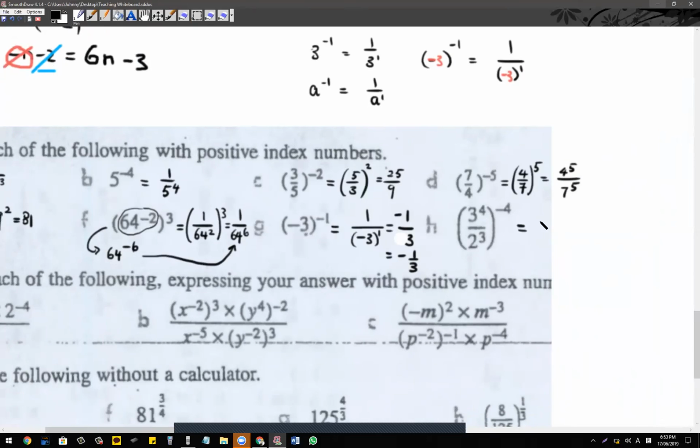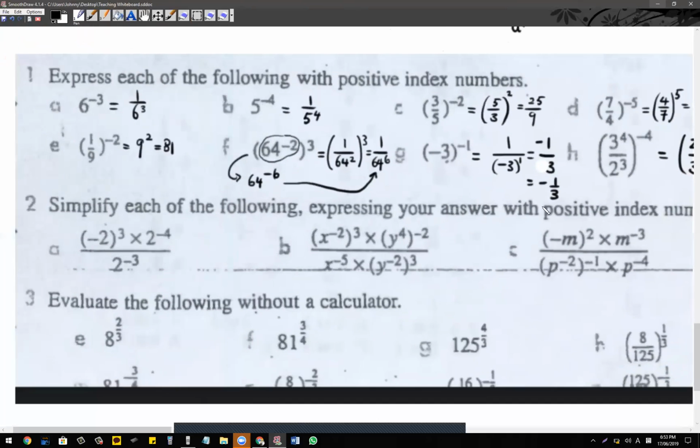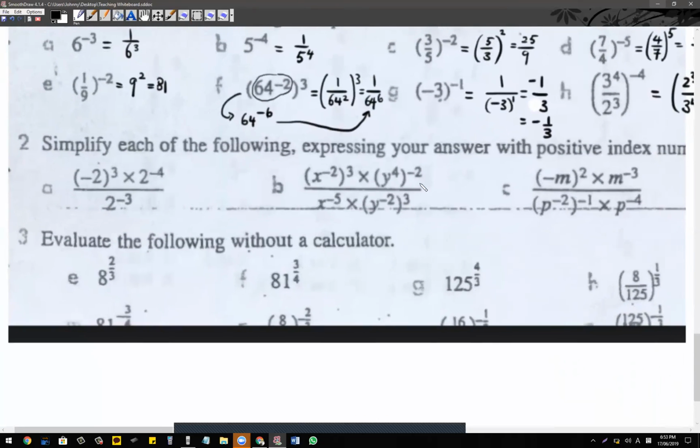So you can simply flip the fraction into 2 to the power of 3 and 3 to the power of 4, all to the power of 4. Okay? And then this is 2 to the power of 3 times 4, which is 12, over 3 to the power of 16. So you can leave your answer like that. Next, we're going to try these questions here.